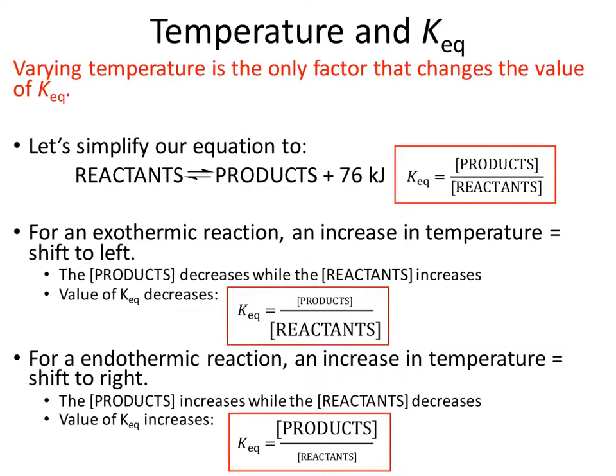Now, flip side, if we had an endothermic reaction and we increase the temperature, so an endothermic reaction would be reactants plus heat gives us products. If we increase the temperature, that means that we would be fueling the forward direction and would create more products than we have reactants. And again, in that case, that would affect our K value. Our K value would increase.